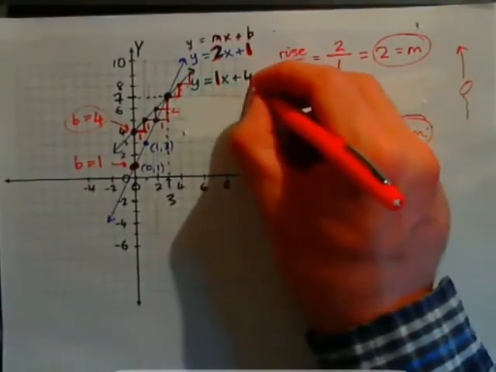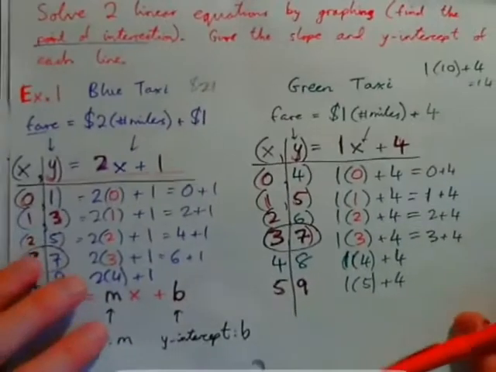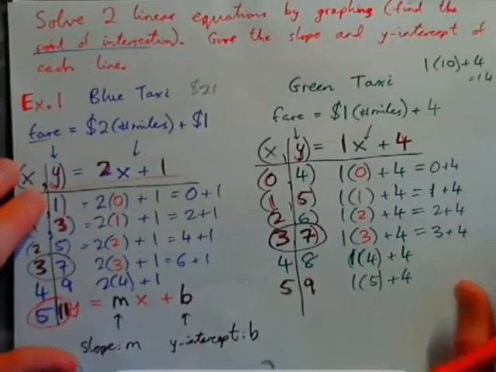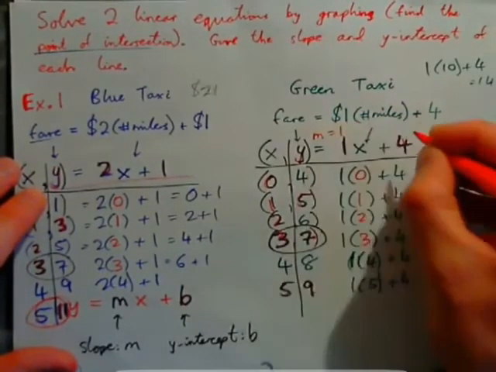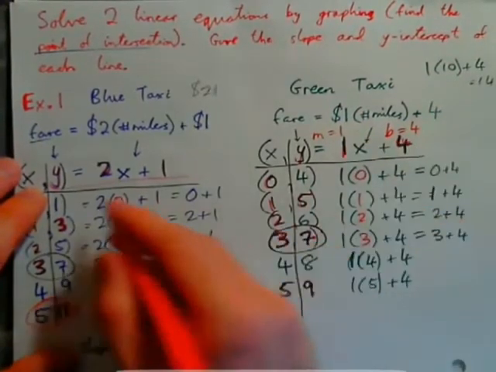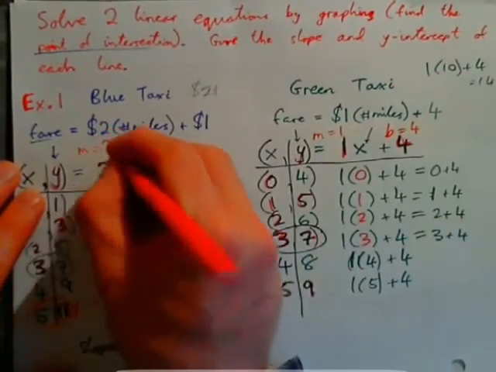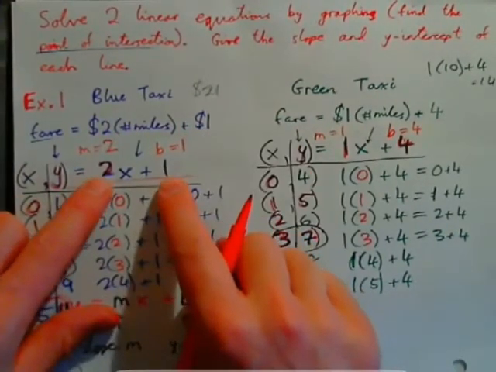This is definitely the y-intercept for each straight line that you ever graph. But of course, you can just read it off the equations. For the green line, m is 1, and the y-intercept, b, is 4. See, because m is 1, b is 4. For the blue line, m, of course, is 2, and the y-intercept, b, is 1. You can just read it off the blue line, okay?